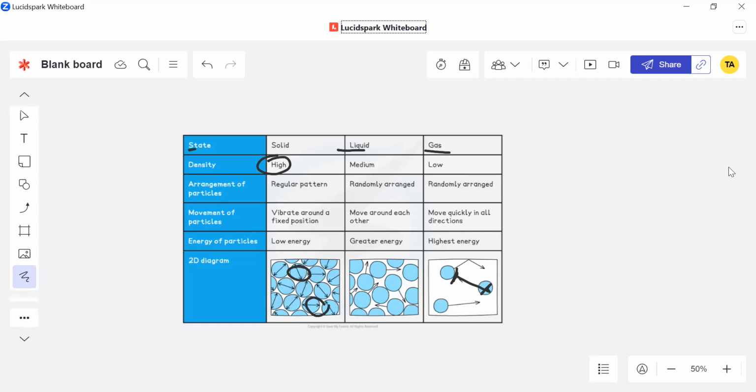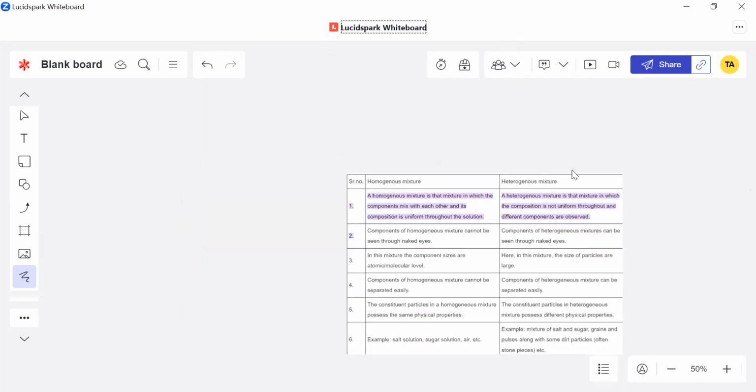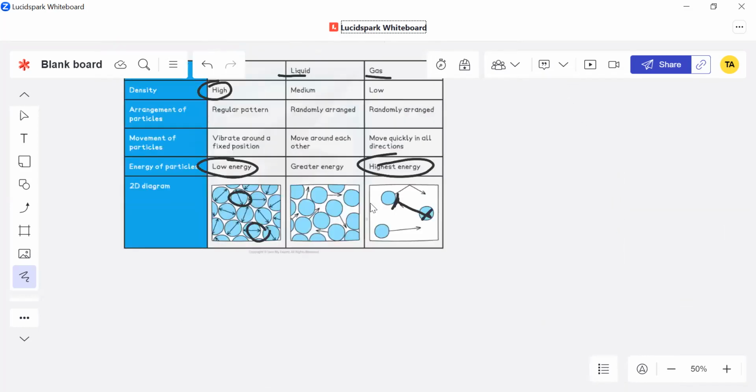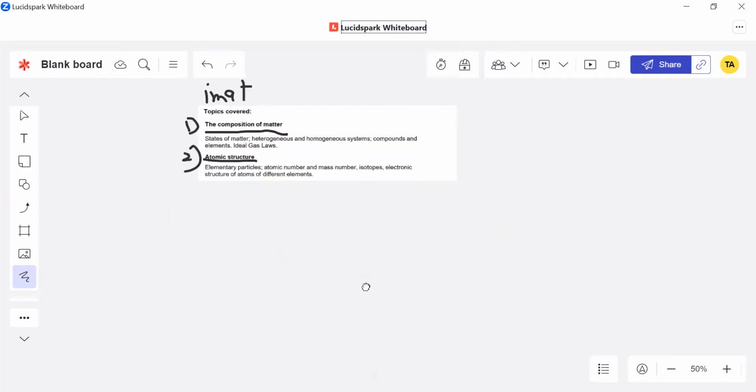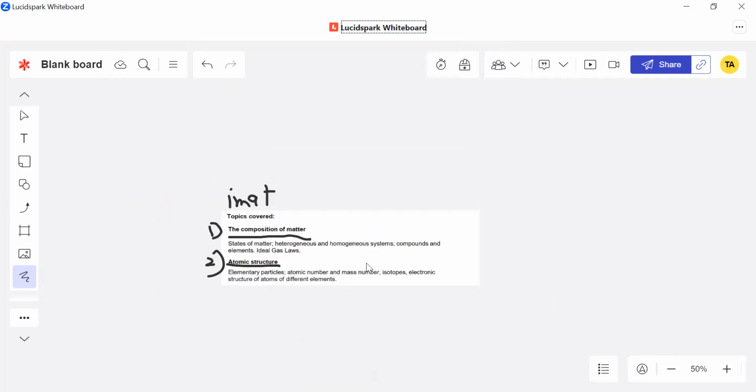Now, solids have low energy and gases have the highest energy. Why is that? Because gases move the most. They have the most kinetic energy between them. They have high speed, so they have the highest energy. And solids can't move a lot. They have low kinetic energy, so low energy. Now, I think this is pretty much what state of matter is. So this is what you need to know for state of matter.